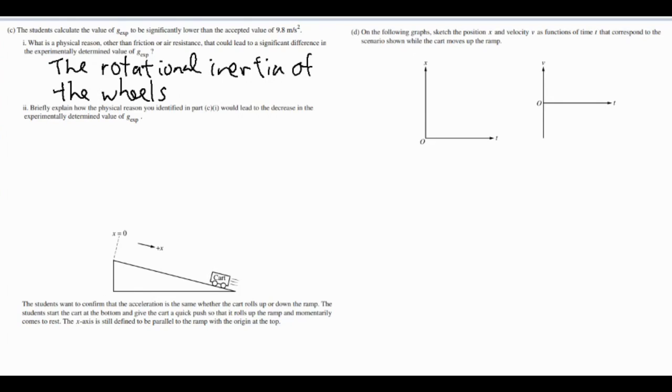And the second thing I would think of is I would think about it in terms of energy. If it didn't lose energy through heat, then it would maybe be creating some sound energy. So the rotational inertia of the wheels and sound energy.